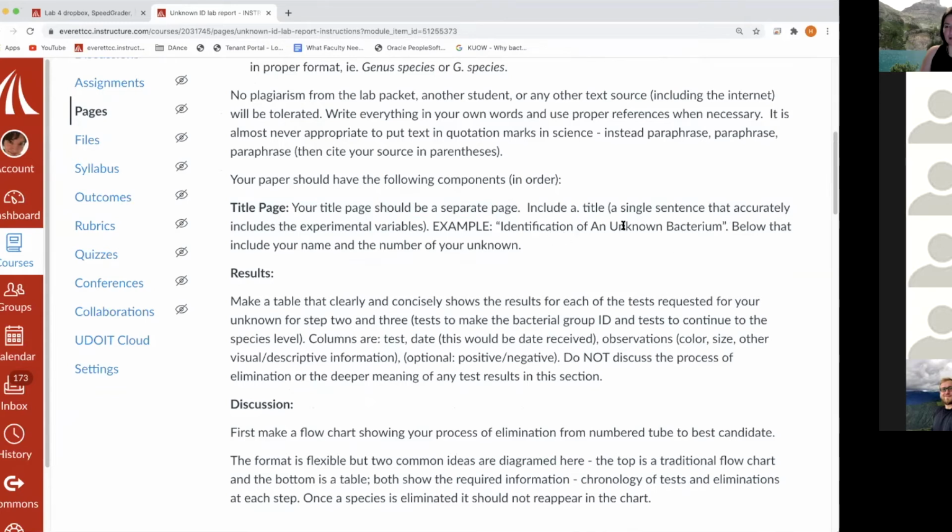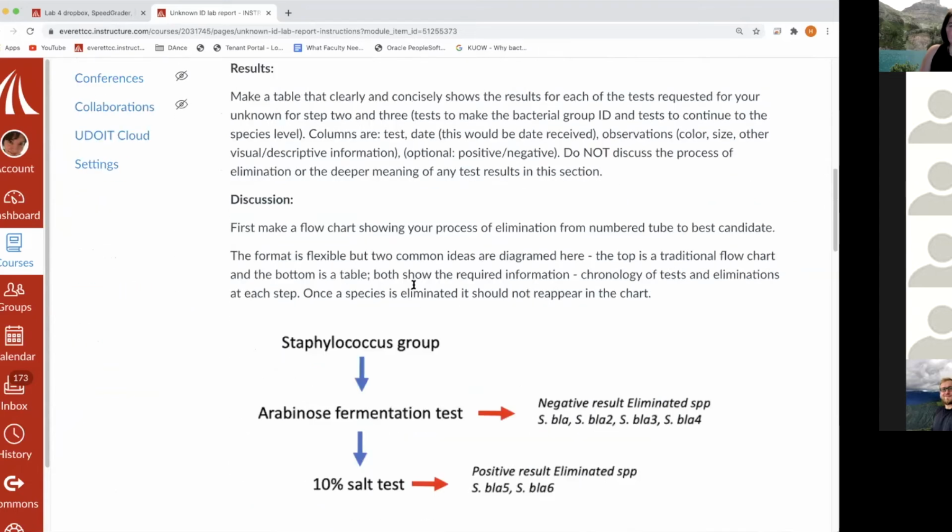This is a very active scientific sentence. It tells you what was done. There was an identification, and what happened was that it was an unknown bacteria that was identified. So please don't say lab report. Make sure that the title page has your name and the ID number of your unknown. This is very important.